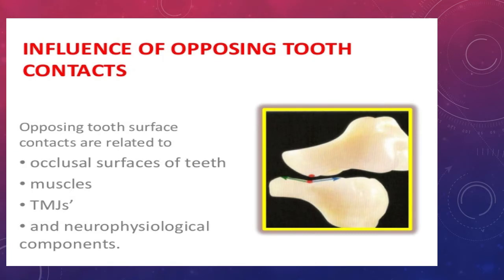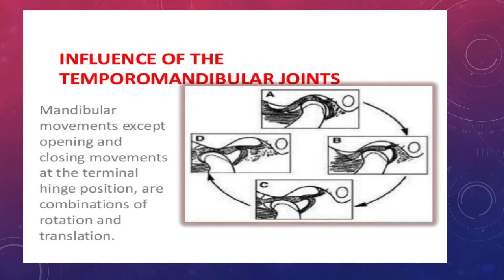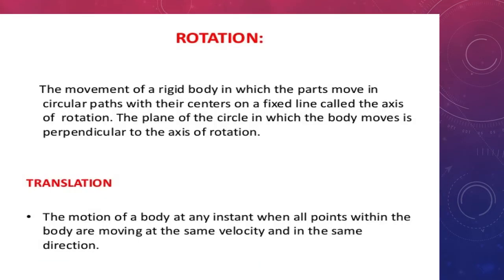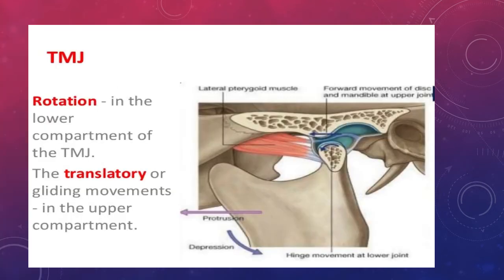Influence of opposing tooth contacts: opposing tooth surface contacts are related to the occlusal surface of teeth, muscles, temporomandibular joints, and neurophysiological components. Influence of the temporomandibular joints: mandibular movements, except opening and closing movements at the terminal hinge position, are combinations of rotation and translation. Rotation: the movement of a rigid body in which the parts move in circular paths with their centers on a fixed line called the axis of rotation. The plane of the circle in which the body moves is perpendicular to the axis of rotation. Translation: the motion of a body at any instant when all points within the body are moving at the same velocity and in the same direction. Of course, in the temporomandibular joint, rotation occurs in the lower compartment, and translation, or gliding movement, in the upper compartment.